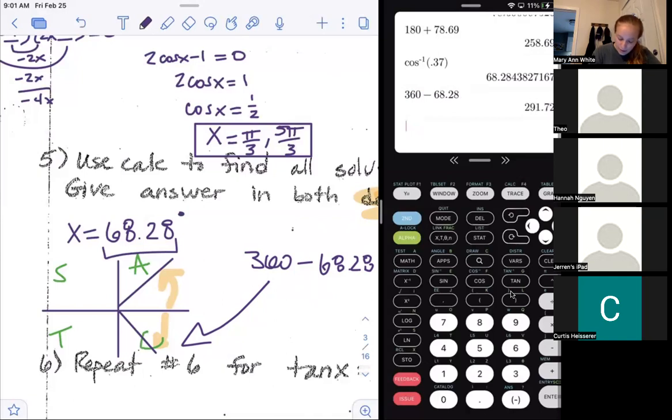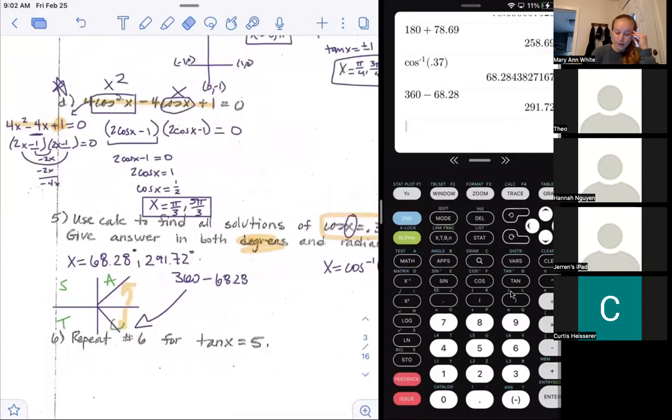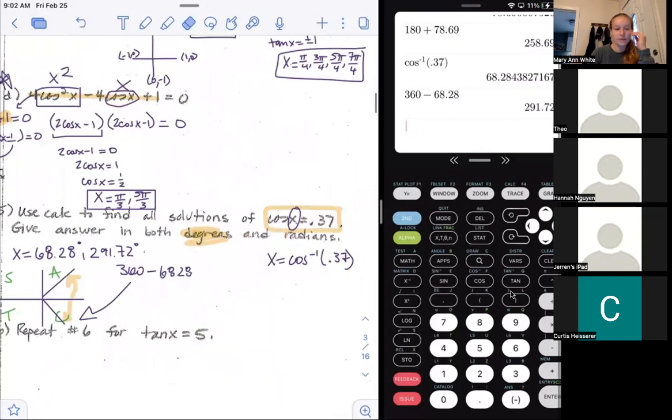And so that's 291.72 degrees. And so those two angles are in our normal 0 to 360. Those would both give me a cosine of 0.37.